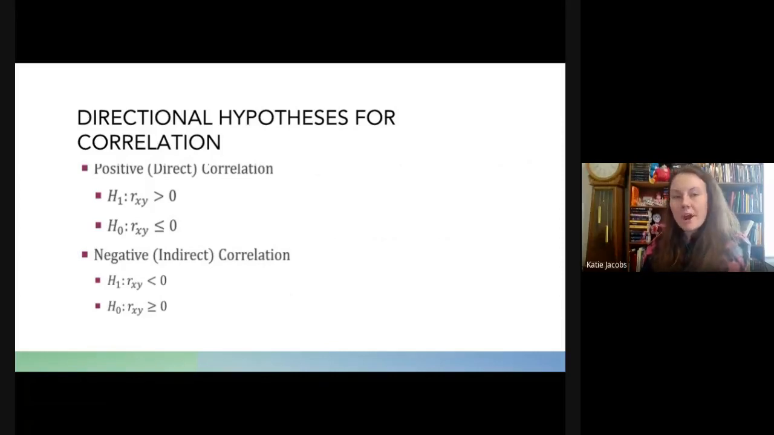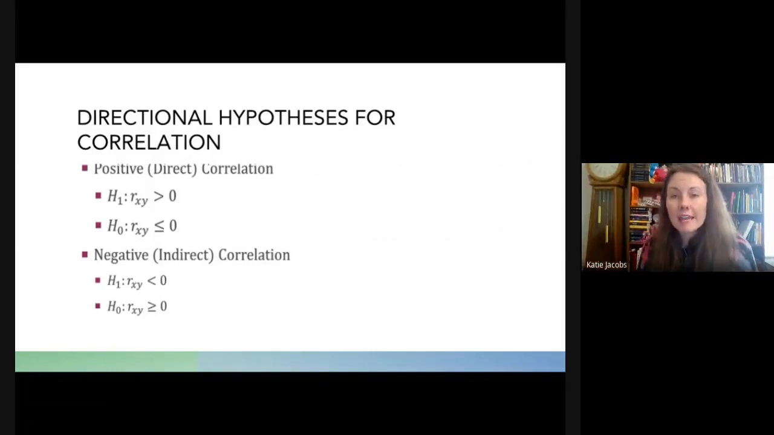And we'd have H sub 0 colon r sub xy is less than or equal to 0. So we remember that whenever we're writing our hypotheses directionally, our research hypothesis will either have the greater than symbol or the less than symbol. And then our null hypothesis will have the less than or equal to symbol or the greater than or equal to symbol. Students still will miss that part with the equal sign for the null hypothesis. And that's because our null hypothesis has to cover every single option out there, okay?